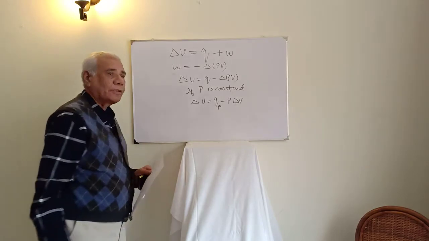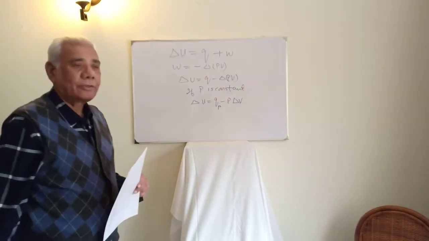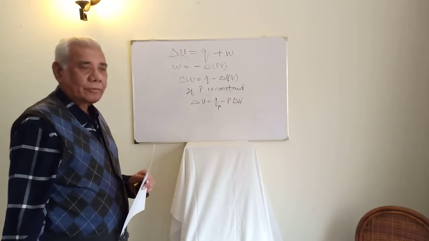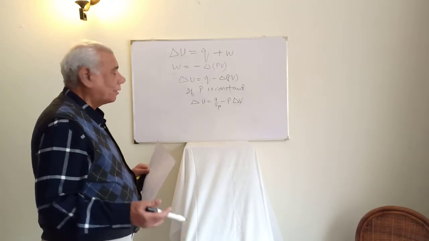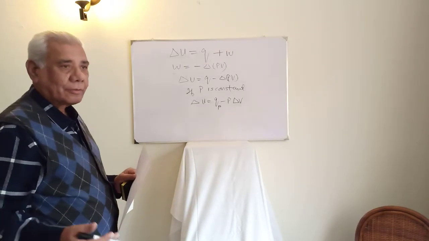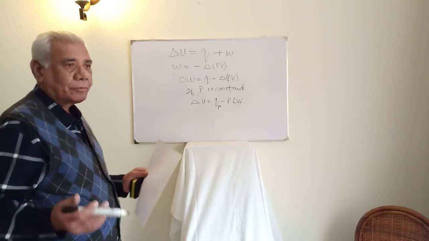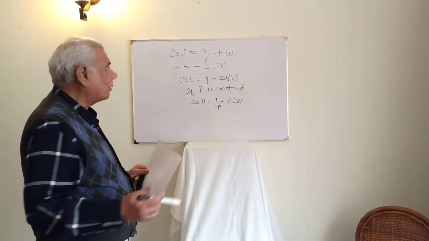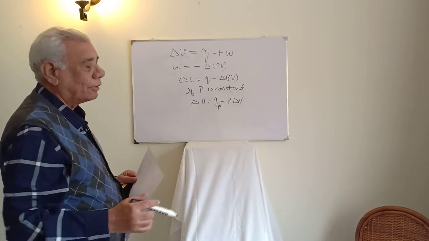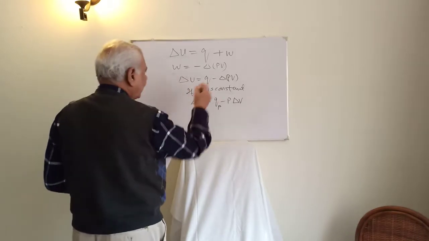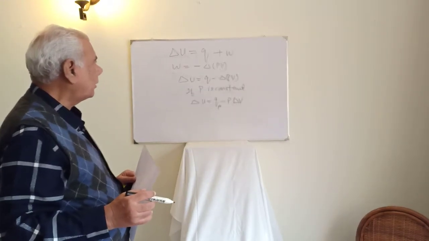This equation is the first law of thermodynamics. Delta U is equal to Q plus W. Q is the heat transferred in the process and W is the work done. Because this is PV work, the mechanical work, we can write W as minus P delta V. Now the equation becomes delta U is equal to Q minus P delta V.